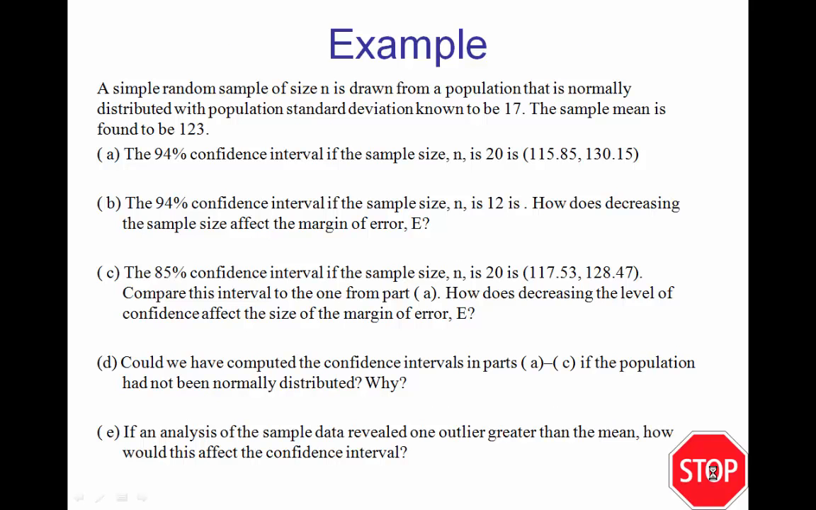A simple random sample of size n is drawn from a population that is normally distributed with population standard deviation known to be 17. The sample mean is found to be 123. Stop the video and answer the following questions before continuing.